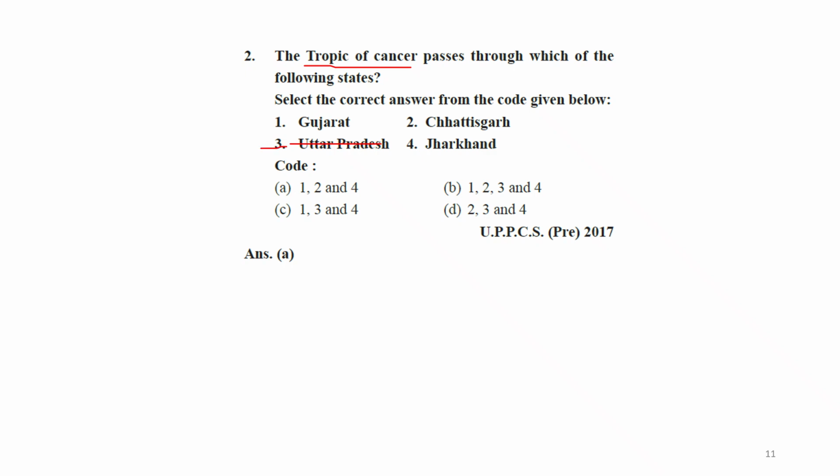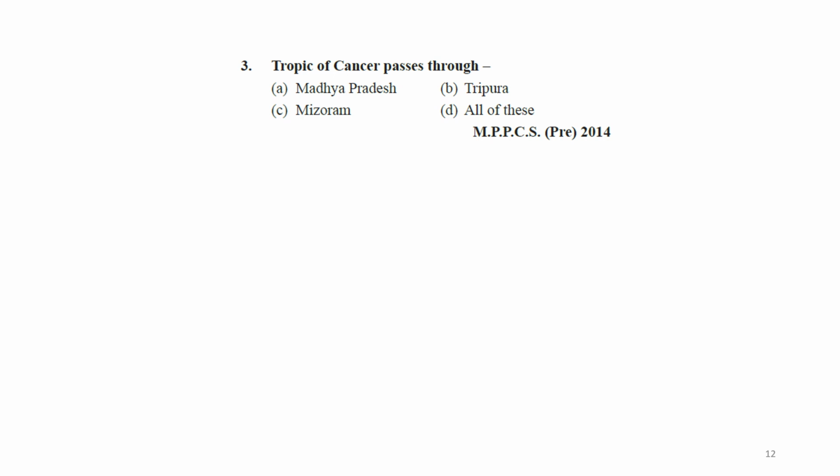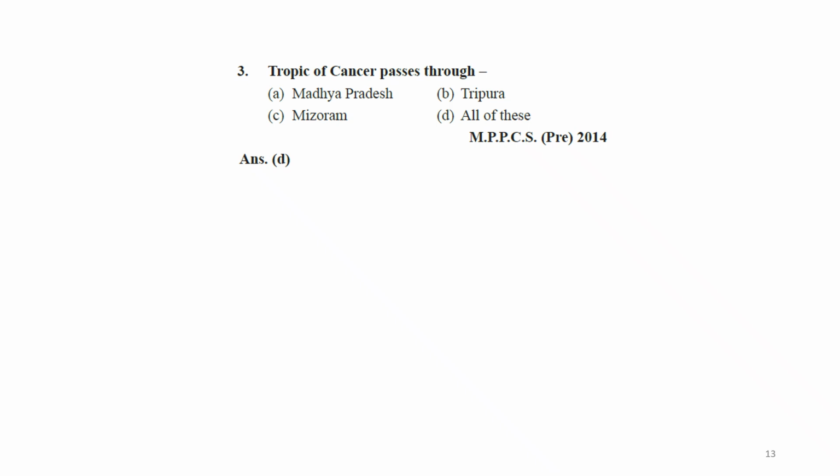So you can see here UP is in B, in D, even in A. So the answer is, oh sorry, in C. So the answer is A. In the explanation in the previous slide also, we have seen Gujarat, Chhattisgarh and Jharkhand. Other states like Mizoram are also lying on the Tropic of Cancer. Now next, again, Tropic of Cancer passes through Madhya Pradesh, Tripura, Mizoram, all of these. So obviously the answer will be D, all of these.